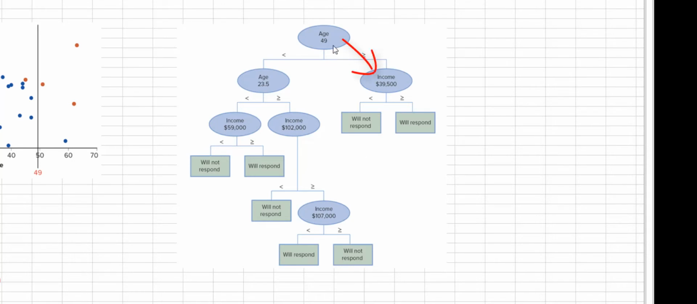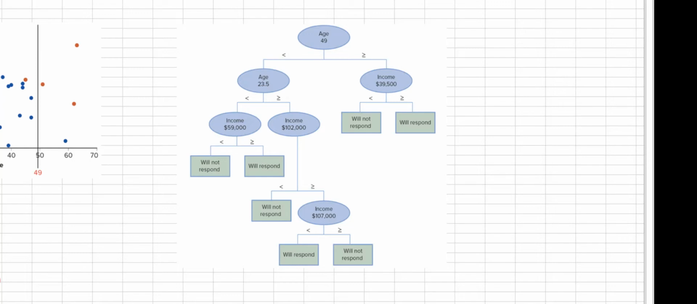Within the older age group, 49 years and older, those who earn at least 39.5k in annual income are likely to respond to the HELOC offer. Among the younger age group, individuals who are younger than 23.5 years with an annual income of at least 59k are likely to respond to the offer. Individuals who are between 24 and 49 years old and earn an annual income between 102k and 107k are also likely to respond to the offer.